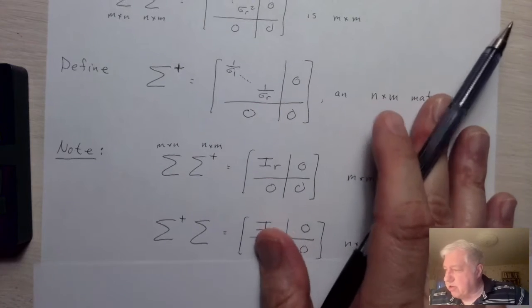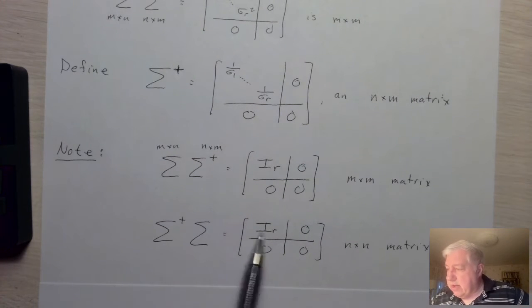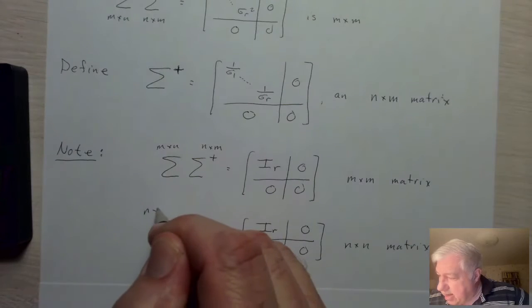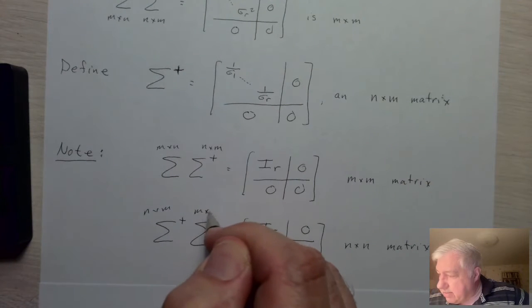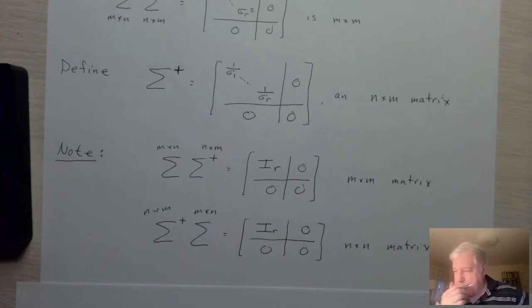Similarly, if we switch the order again, we get something similar. It's just that we get an n by n matrix this time, because this is n by m and this is m by n. And again, the ones will be on the diagonal here. So that's something to keep in mind.